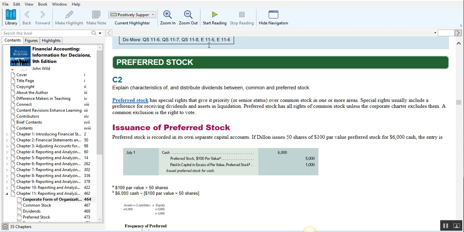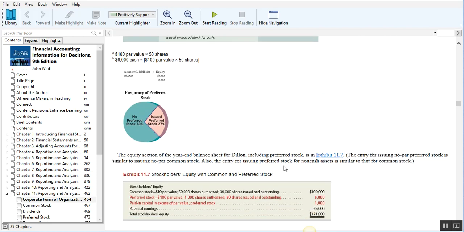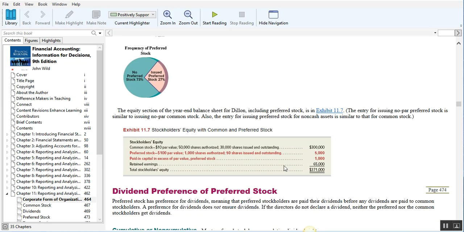Preferred stock operates differently from common stock. It's preferred stock, meaning that it gets first treatment on dividends. When you sell it, you have a preferred par value, and it's going to work just like common stock. If you receive more than the par value, you show the difference as paid-in capital. Then if you go to the equity section, you're going to see entries that are separate from common stock related to the preferred stock.